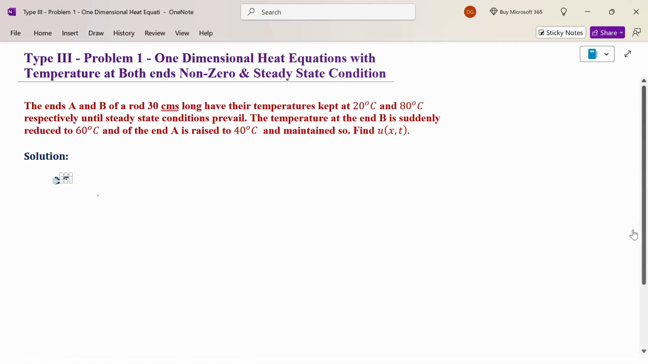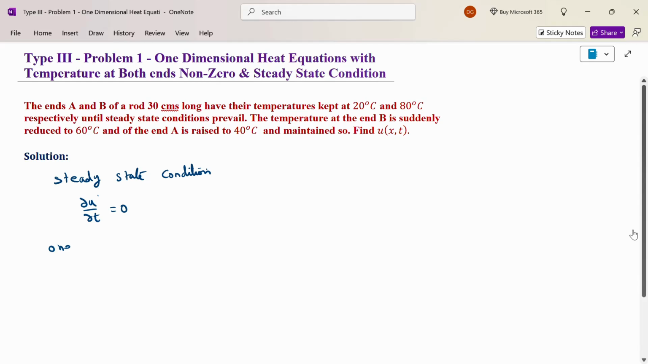So first thing, steady state condition. Steady state condition is nothing but when your time increases, the temperature has no change. Whenever you are increasing your time but the temperature does not change, it maintains a constant level. So this is the steady state condition. Now the steady state condition is nothing but dou u by dou t equal to 0.